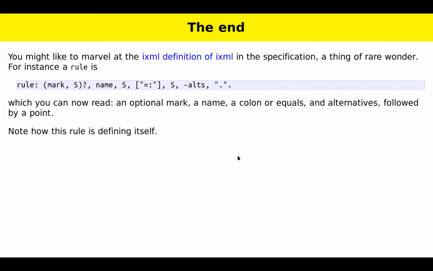Where next? Well, one thing worth looking at is the ixml definition of ixml in its specification. For instance, a rule is defined as an optional mark followed by spaces, a name, spaces, either an equals or a colon, spaces, and then alternatives, and a full stop. So you can read that now, having learned all about ixml, and what you can see is that rule is actually defining itself.